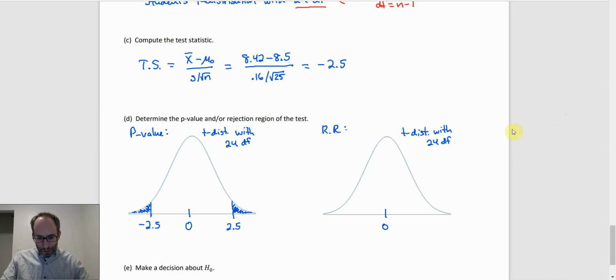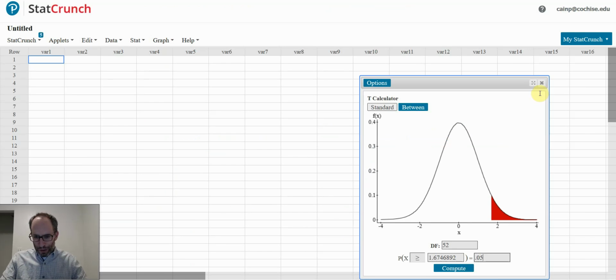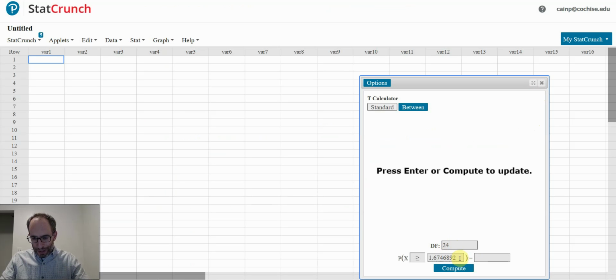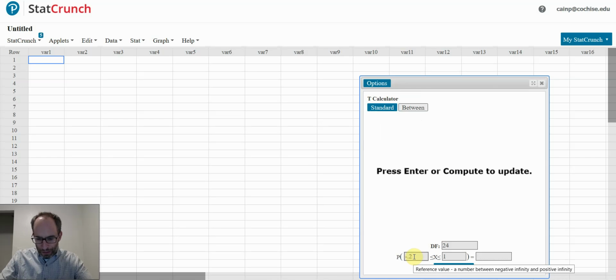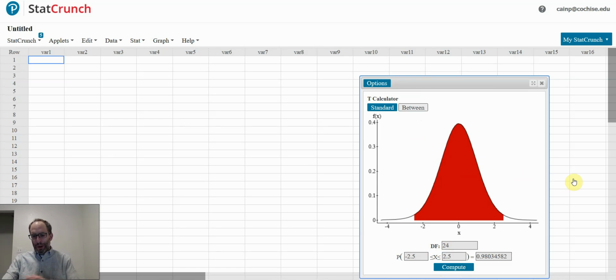Then if we go to StatCrunch, we're going to need, let's see, I guess it would be this time 24 degrees of freedom. And let's see, I guess I could do this as an in-between. That might be easier. And it should be from negative 2.5 to positive 2.5. And the in-between is the part that you don't really want. So we want the two tails, and this is giving us sort of the complement of what we want. So we're getting 0.9803 in the middle. So 1 minus 0.9803 is what we're actually looking for.